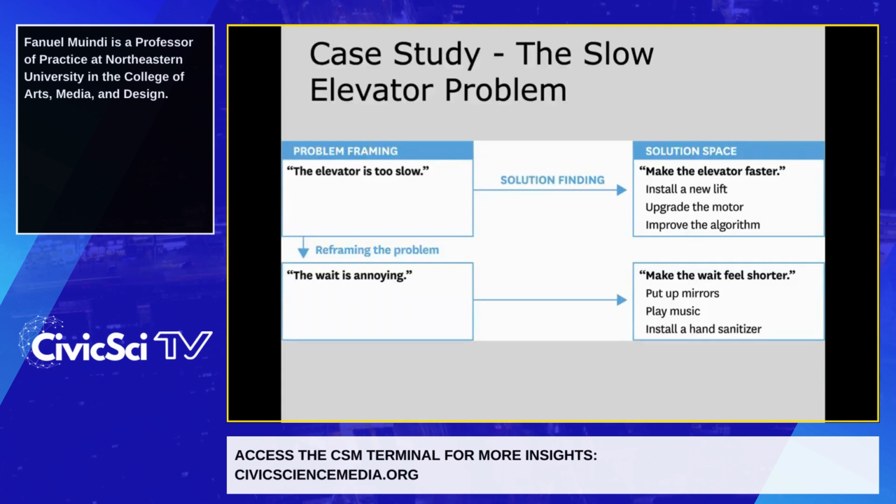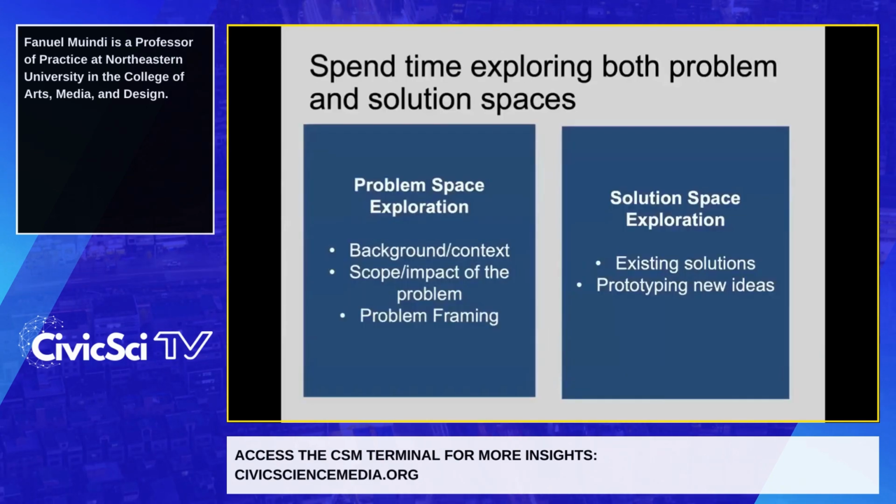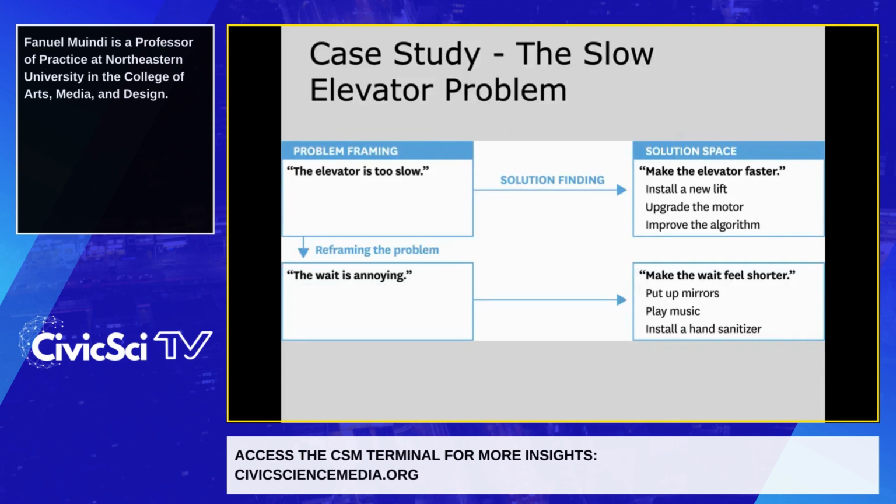Now, if you watched the video pre-session work, you may have seen this case study, and I won't go into greater detail here, but the fundamental point here is that problem framing is really important, right? So to my earlier slides there about the problem space and solution space, you can superimpose that on top of this. So think of yourself, you are an owner of a big building, the elevator, and tenants are complaining the elevator is too slow, right? That's one way to frame the problem. And of course, when you do that, some people will say, oh, make the elevator faster. Let's bring in a new elevator. Let's upgrade the motor. Let's improve the algorithm and so forth, right?